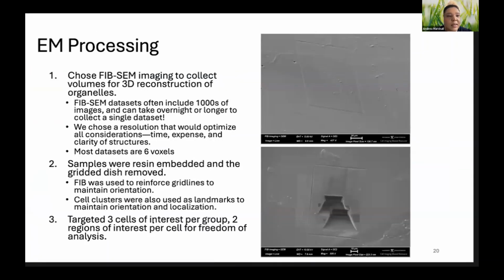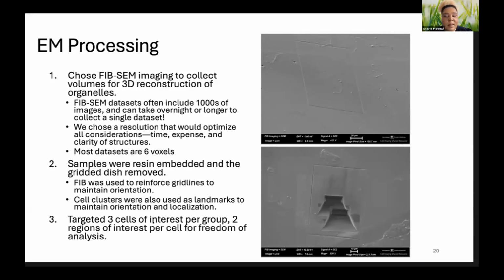So the next step was our EM processing. We chose to proceed with FIB-SEM. One of the things to note with FIB-SEM is a lot of times you get thousands of images and it can take hours to days to mill. And you have set cool down times with this. So with those things in mind, we debated time expense with the resolution that we need to see mitochondria and ER contacts and chose to proceed with 6 voxels.